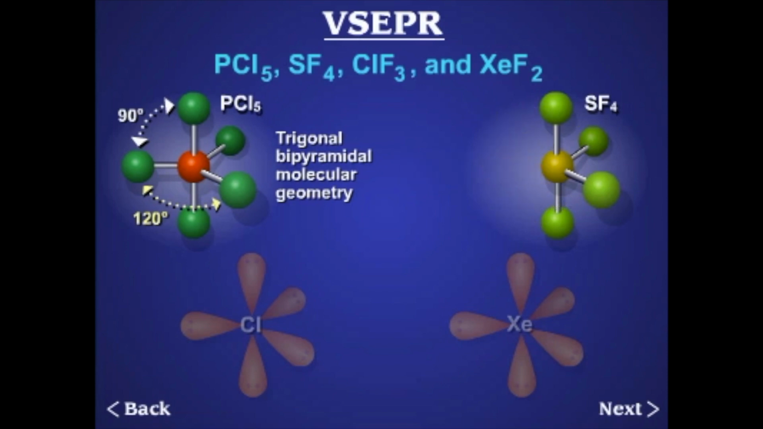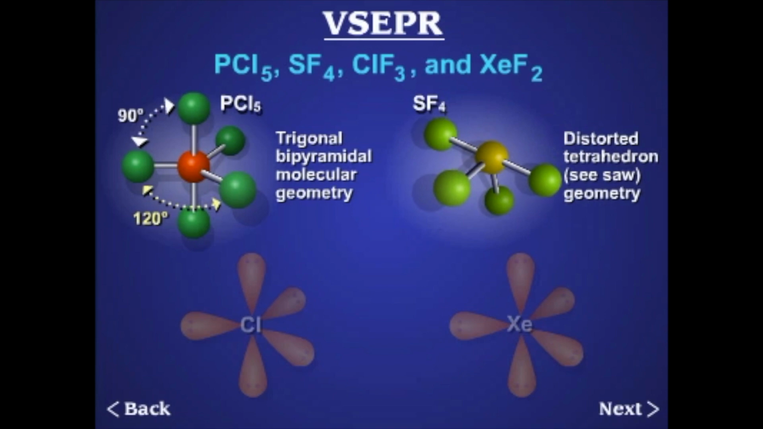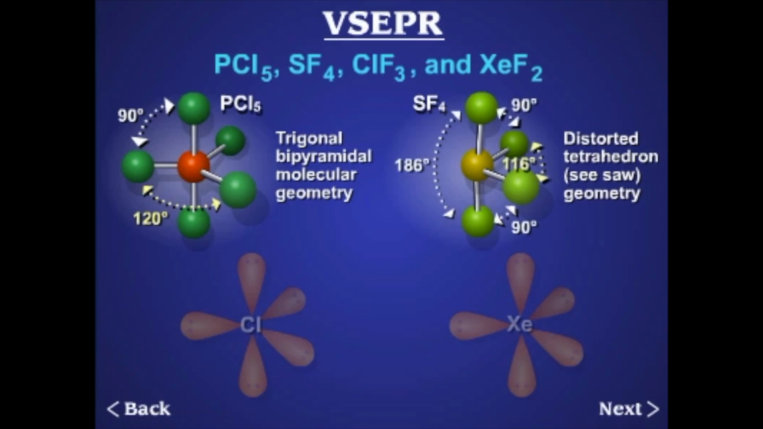The molecular geometry, that is, the arrangement of the sulfur and 4 fluorine atoms, is a distorted tetrahedron, or seesaw. Due to the lone pair, the sulfur-fluorine bonds are pushed together, and the bond angle in the equatorial plane is less than the typical 120-degree angle.